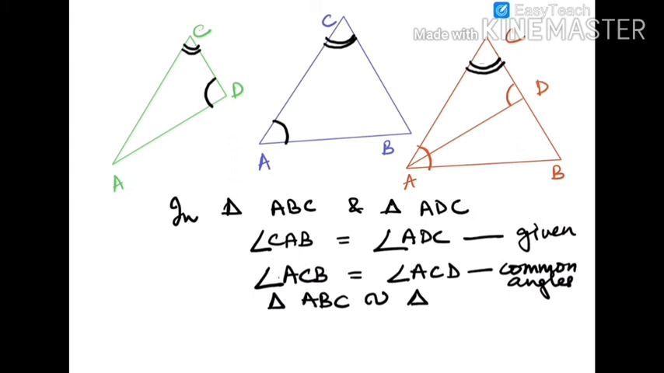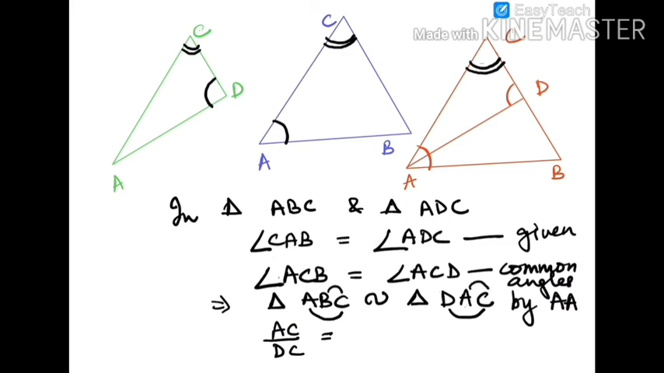Vertex A of triangle ABC corresponds to vertex D of triangle ADC, and vertex C of triangle ABC corresponds to vertex C of triangle ADC. So we can write triangle ABC is similar to triangle DAC by angle criterion. Now we can write down the ratios. AC upon DC will be equal to BC upon AC.